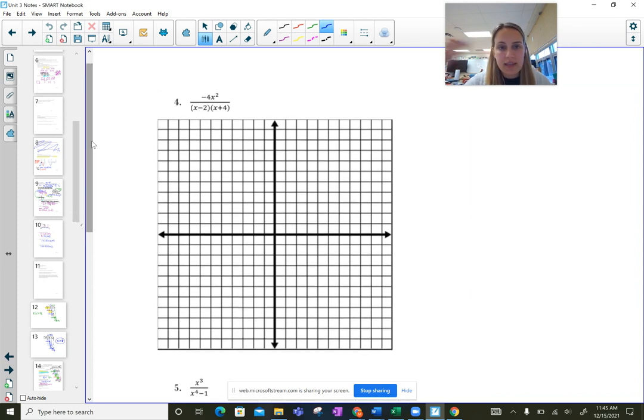We're still going to do the same things that we've been doing, okay? Find the intercepts, the holes, asymptotes. So first things first, your x-intercept.